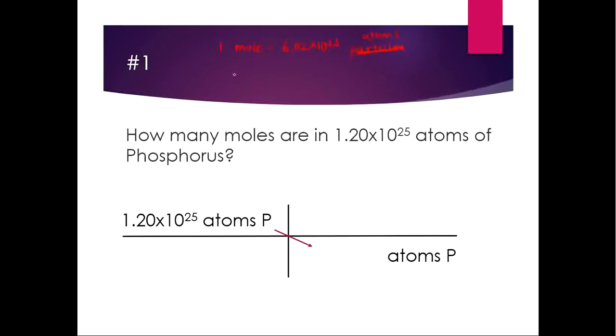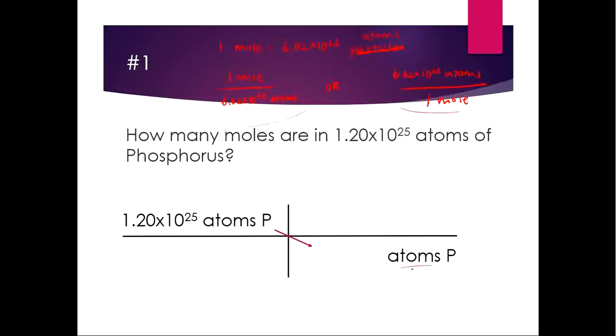So remember that we can write this conversion factor as a ratio. And what is one way to show a ratio? It is a fraction form. So we can write it as 1 mole over 6.02 times 10 to the 23 atoms, or we can write this ratio as 6.02 times 10 to the 23 atoms per 1 mole. Now, which one are we going to use? The one on the left or the one on the right?